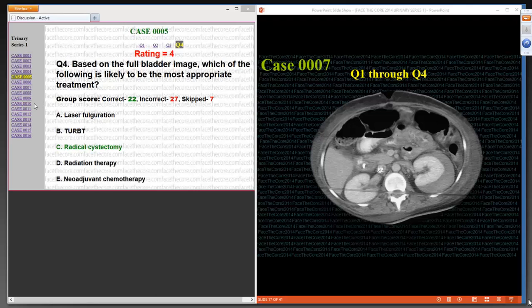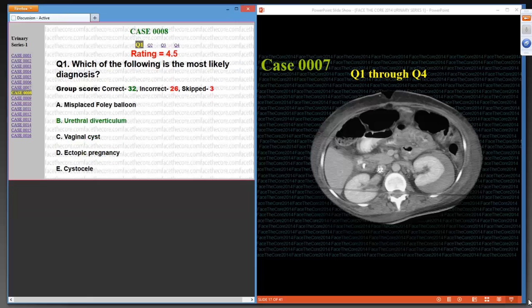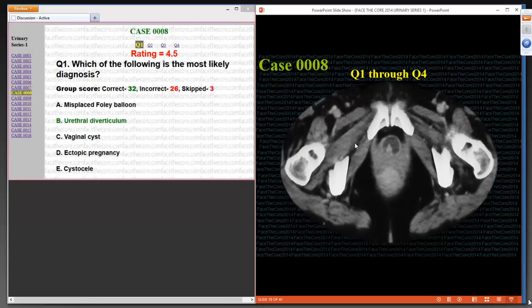Case 8. How is a urethrocele different on image? Well, urethroceles are going to be in the urinary bladder at the UVJ, not around the urethra.